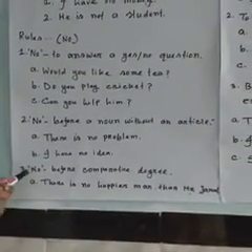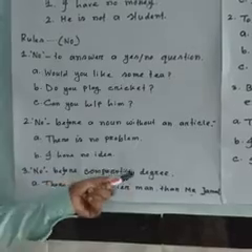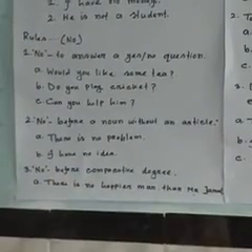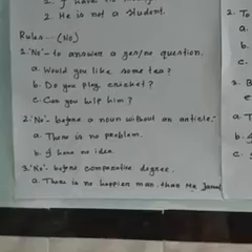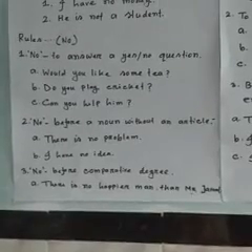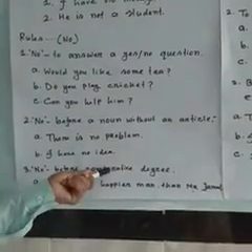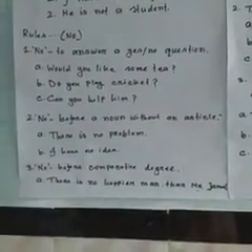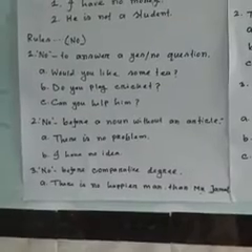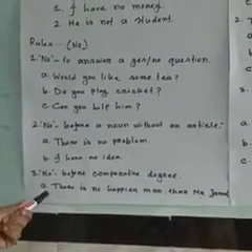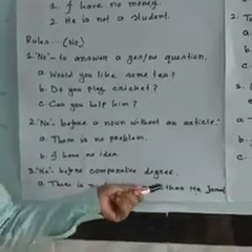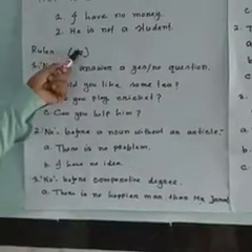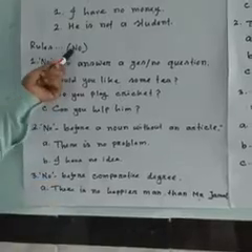And number 3, no before comparative degree. You know, degrees are of 3 kinds. They are positive, comparative and superlative. Before comparative degree, no is used to make the sentence negative. And the example you can see, there is no happier man than Mr. Jamal. These are the rules for using no.